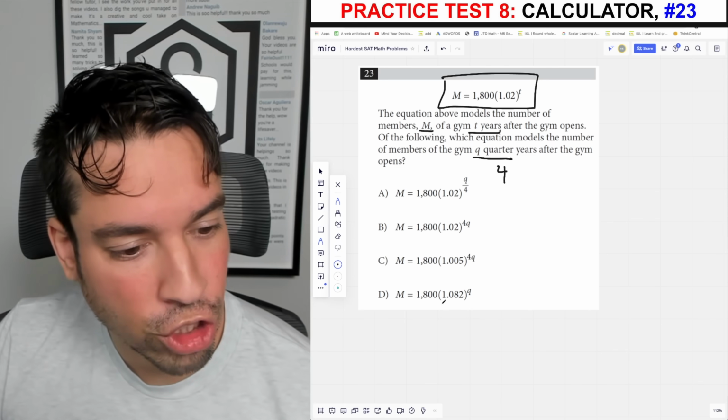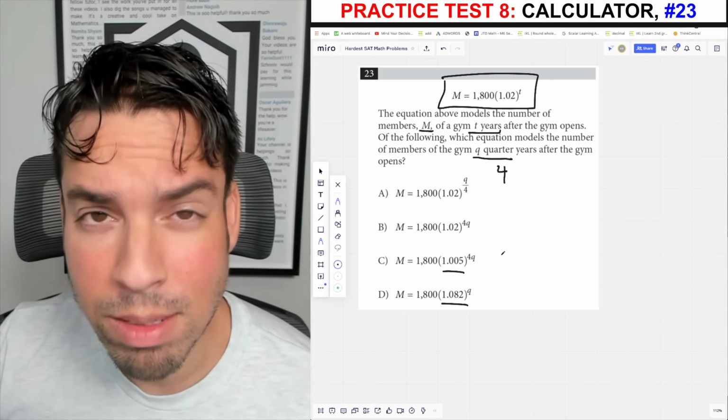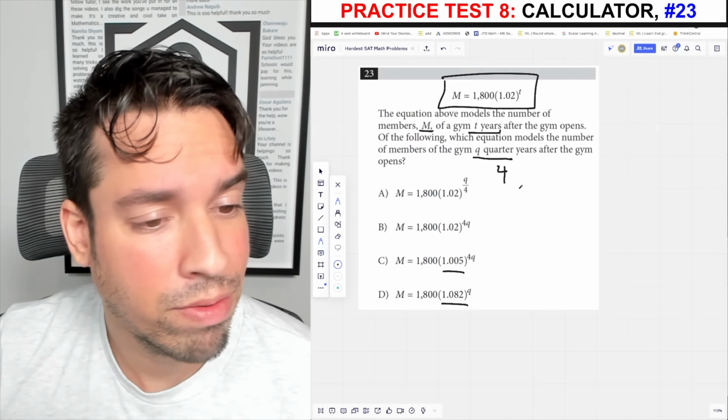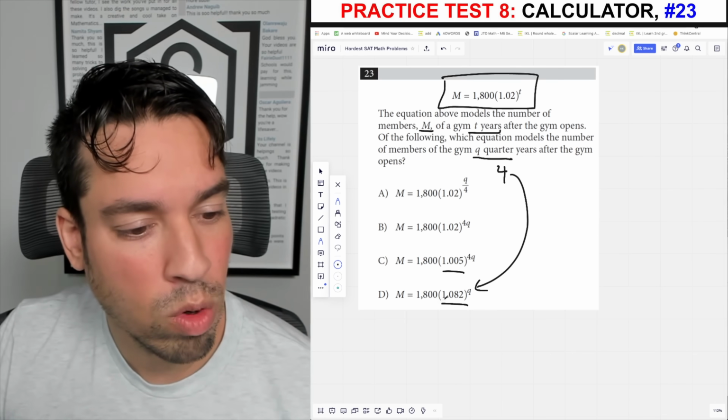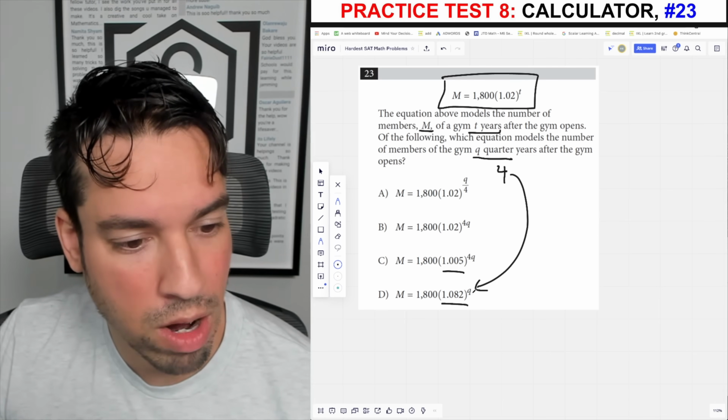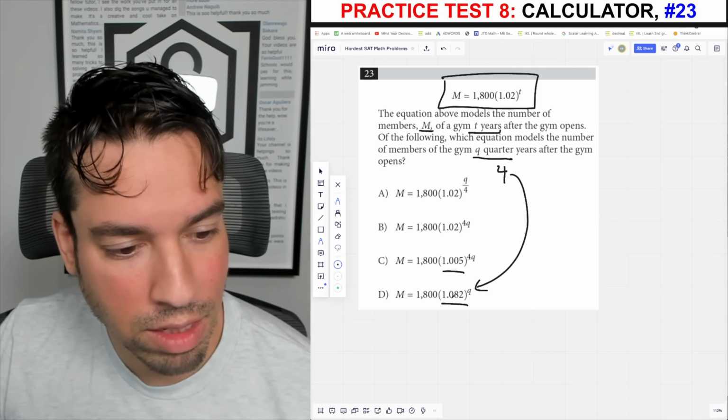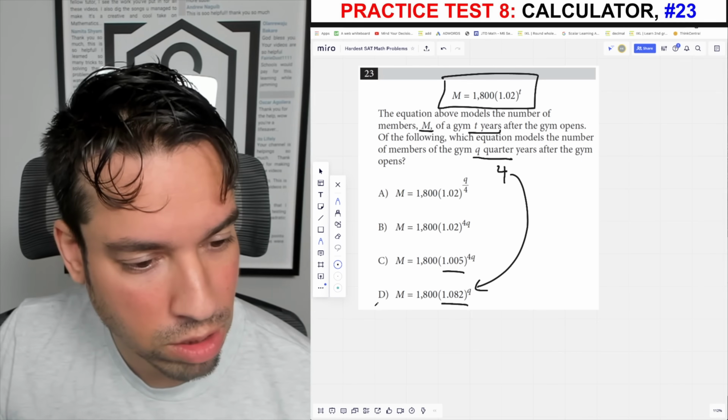So first of all, changing the inside part doesn't make sense to me because that's too many modifications, right? If I'm plugging in 4 here, I'm going to get 1.082 to the 4th power, which wouldn't equal 1, and it's giving me some different percentage increase, so that's out.